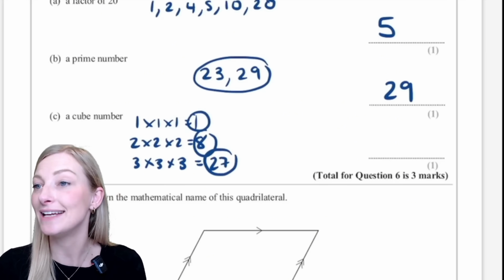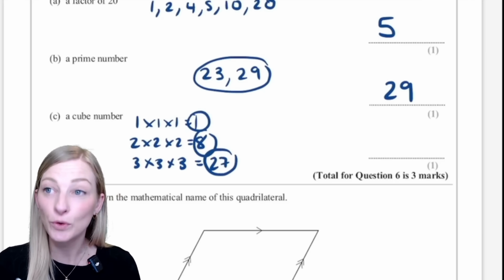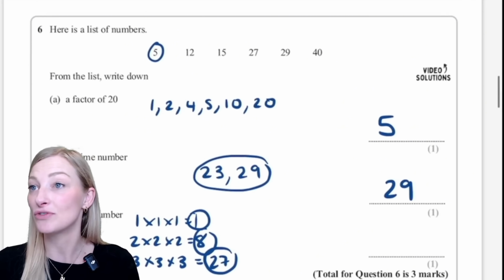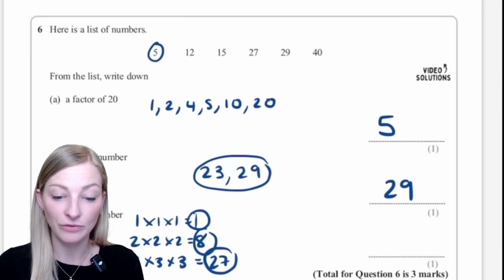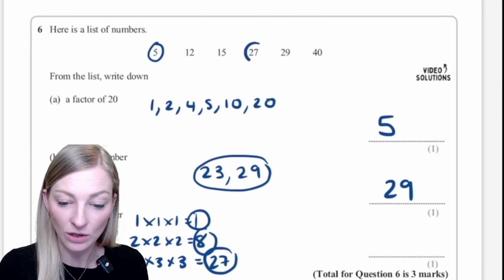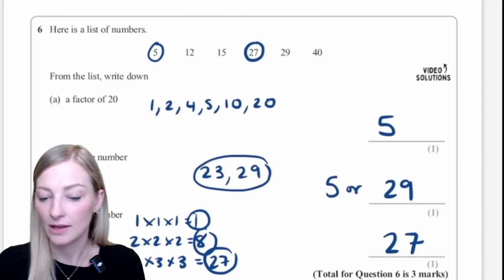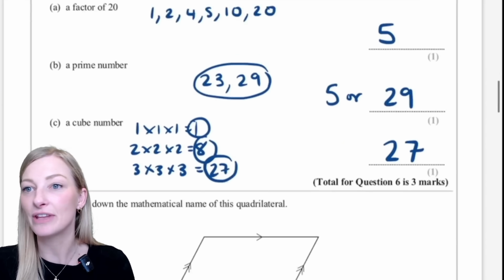So 1, 8, 27. The next one is 4 times 4 times 4, which is 64. And 5 times 5 times 5, which is 125. But here we're looking for the number 27 is our cube number from that list. So you could have had 5 there, or 29 and 27 for that one.